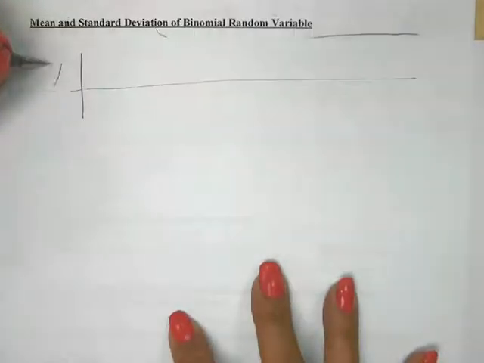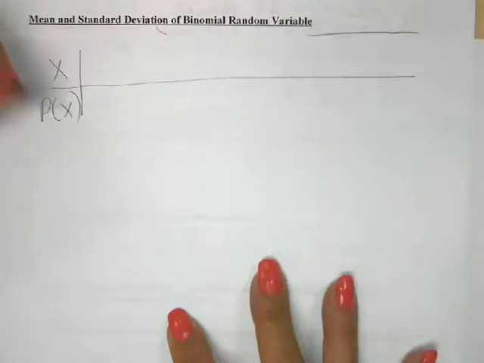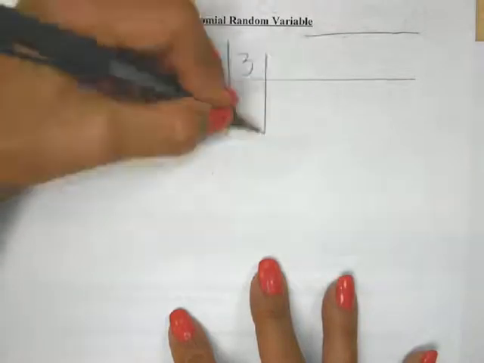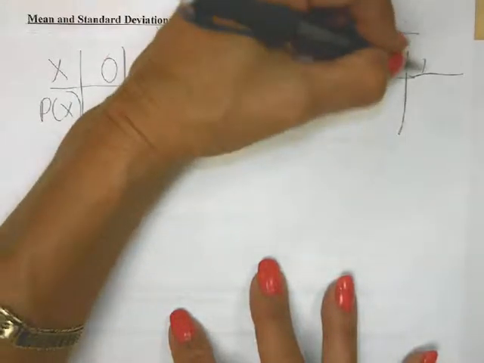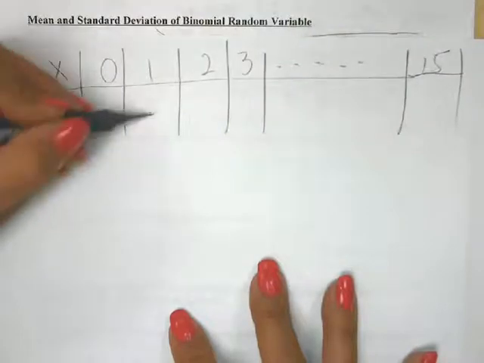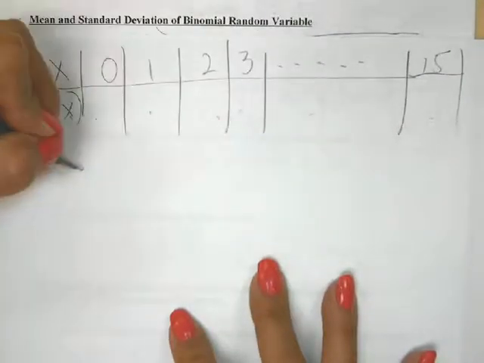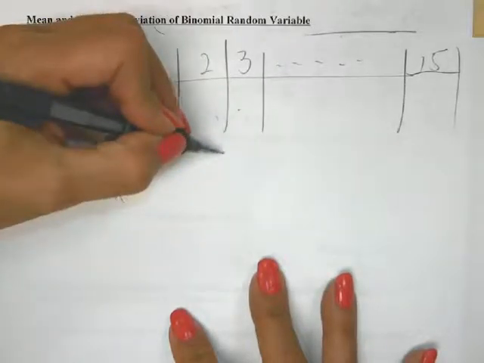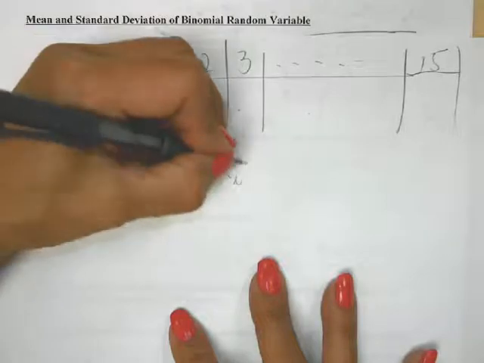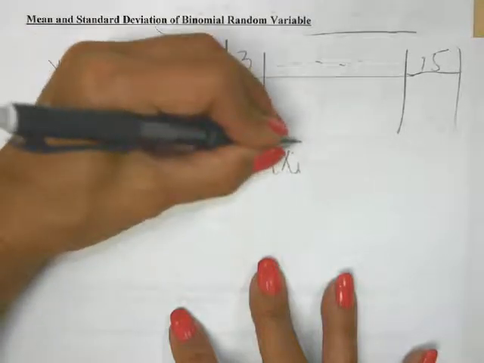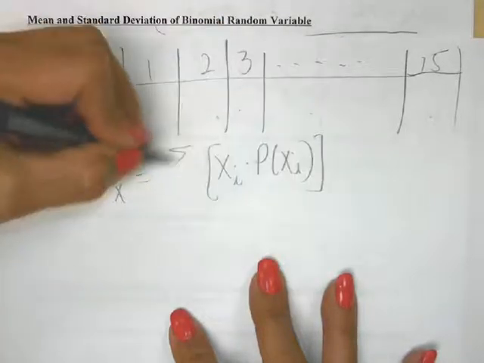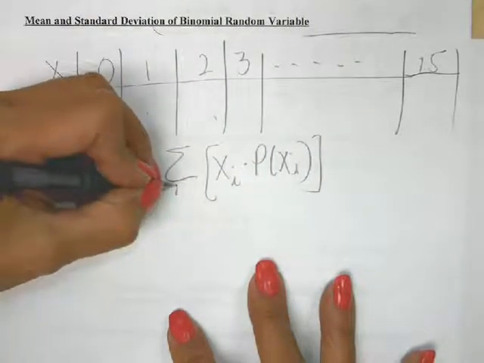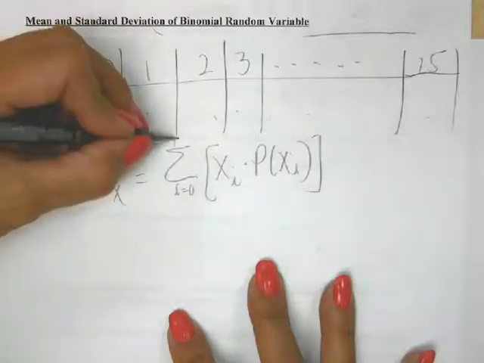If I have this is x and this is the probability of x, and I have this is 0, 1, 2, say for the Hispanic setting, all the way up to 15, I know I can find the probability of each of these, which means I can find the mean by multiplying each of the components of the random variable times its corresponding probability, and I can add all those up from the first one to the last one.